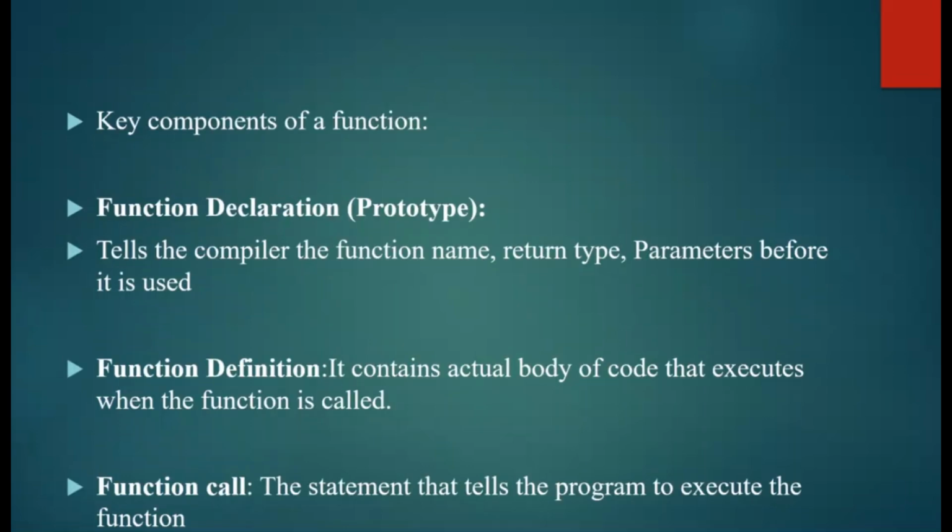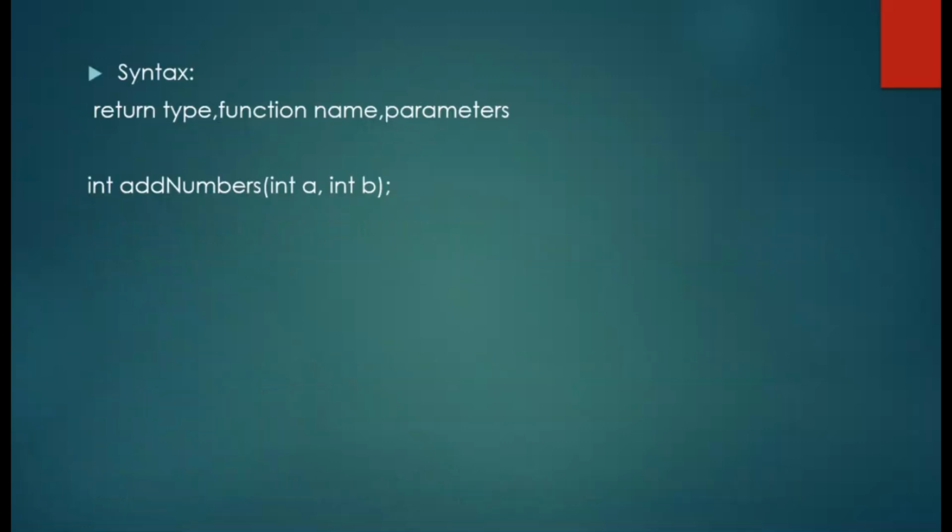Now these are the key components of a function. The first one is the function declaration, which is also called a prototype. This function declaration tells the compiler about the name of the function, the return type and the parameters before the function is used. The second important key component is the function definition, which contains the body of the code that executes when the function is called. And third is the function call, which is nothing but a statement that tells the program to execute the function.